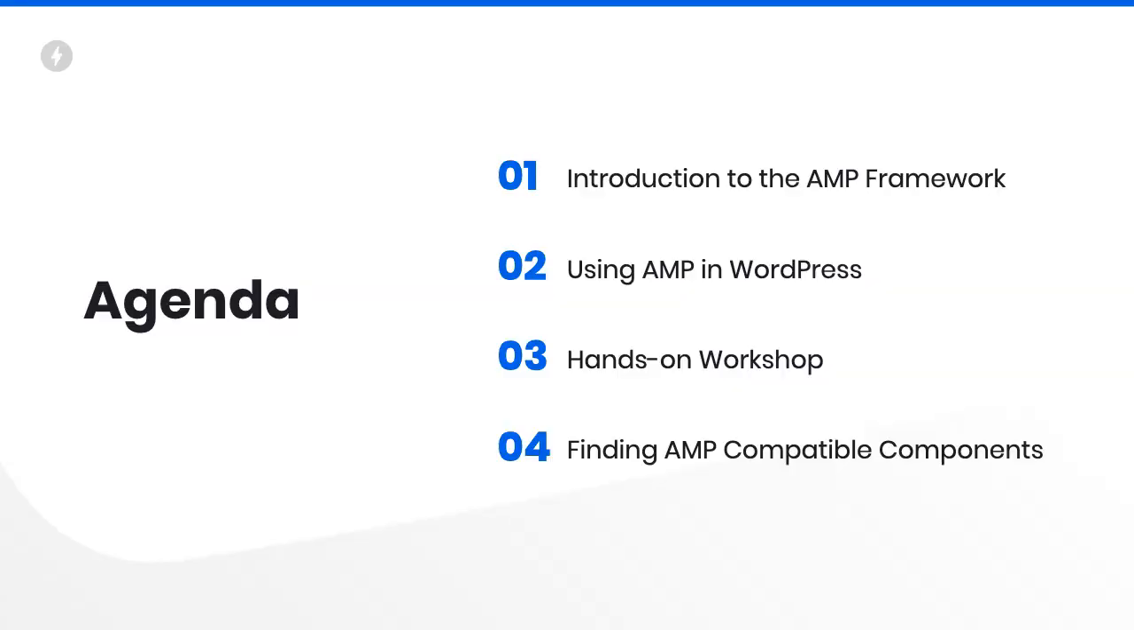So as part of this, the session will be split into four different pieces. At first I will give an introduction to the AMP framework, what it actually is. The second part will be how you can use AMP in WordPress. The third part will be the actual part where we do some live coding and hands-on workshop, and then at the end I will add a little bit on the stuff that we have hopefully learned on the way.